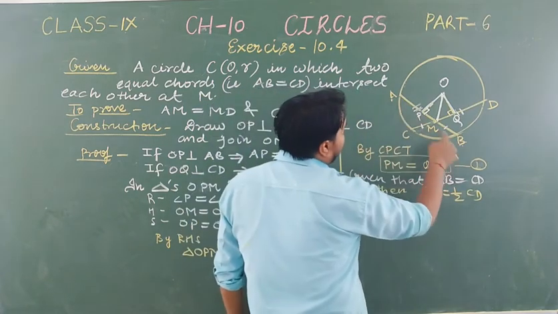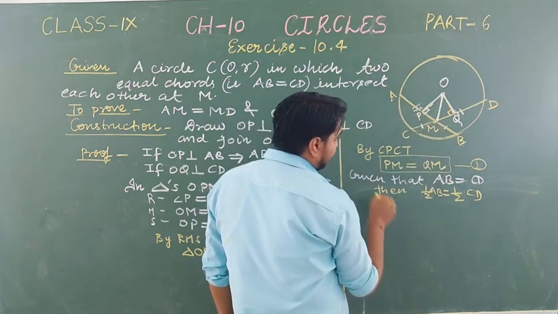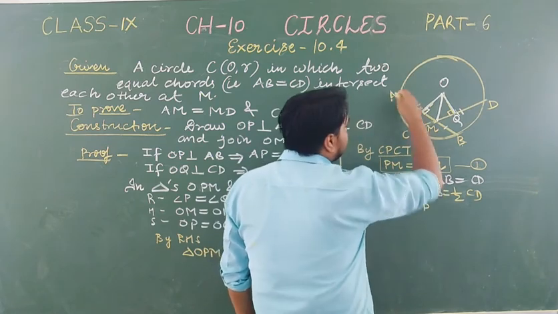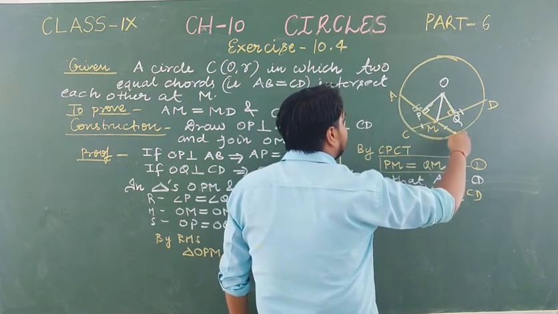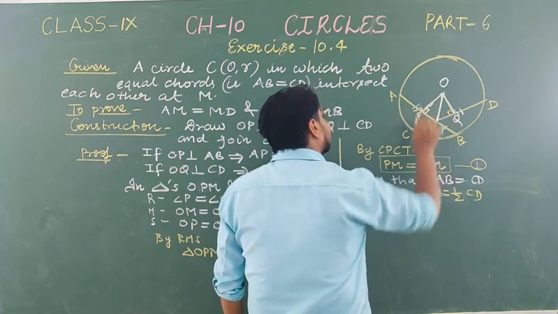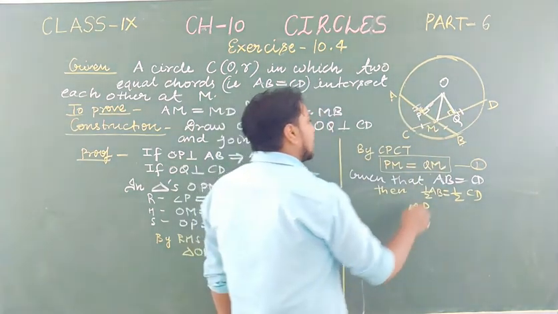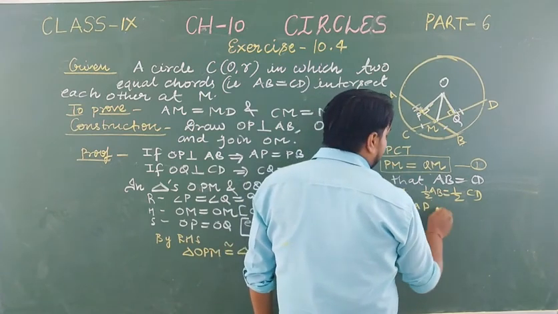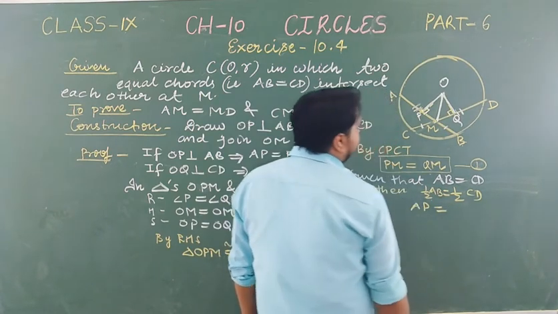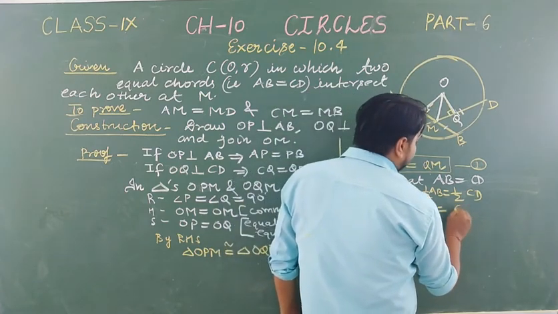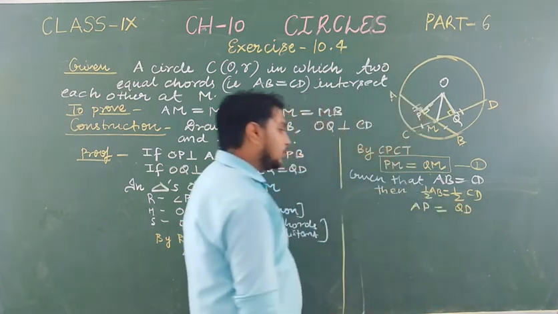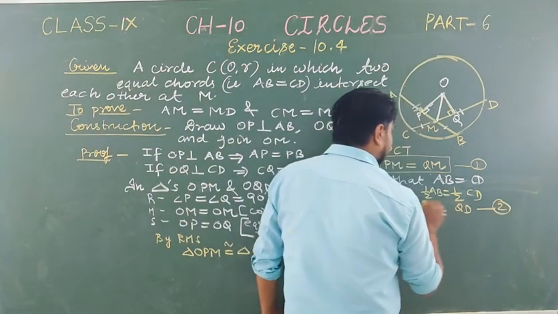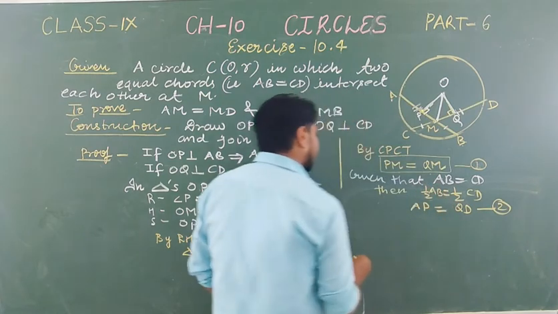Half of AB we can write AP. See, the total chord is AB, and half means it will be bisected by point P. So half of AB we can write as AP, and half of CD we can write as QD. Now suppose it is equation number 2. It is equation number 1 and it is equation number 2.